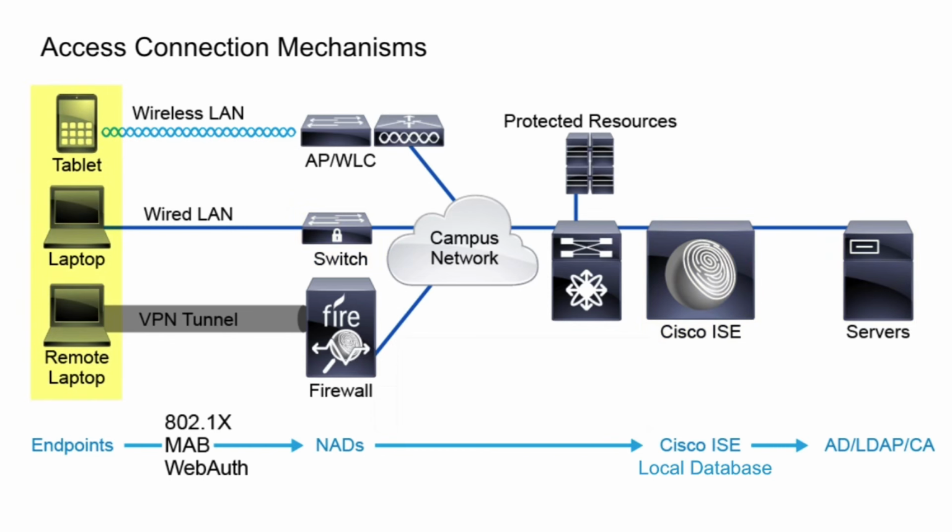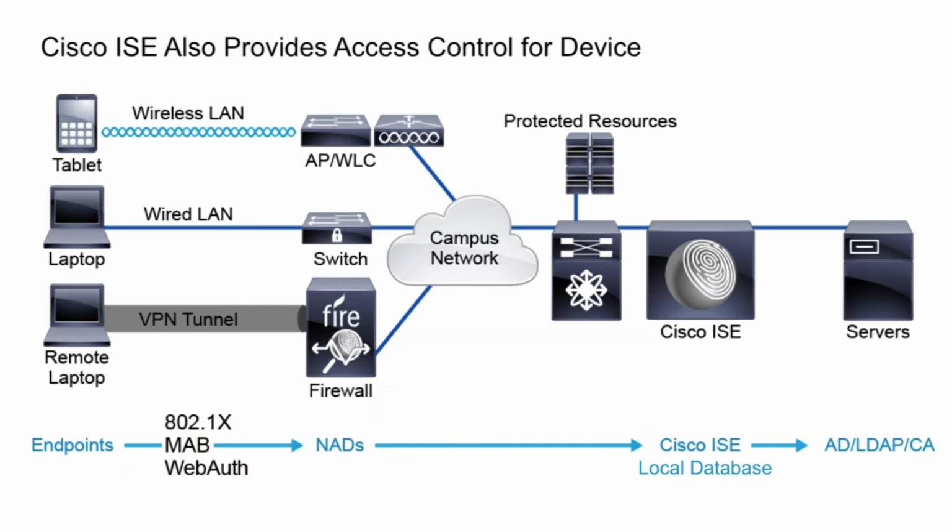When the users and devices connect, there are different mechanisms that can be used. Corporate users typically authenticate using the IEEE 802.1X protocol. Guest users may authenticate using the WebAuth mechanism. And network devices such as printers may use MAC Authentication Bypass, or MAB, to gain access.